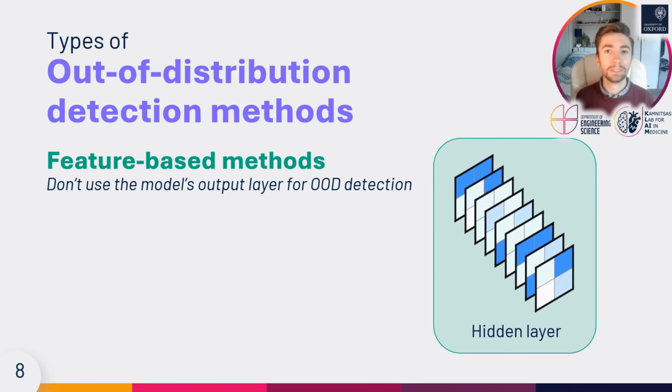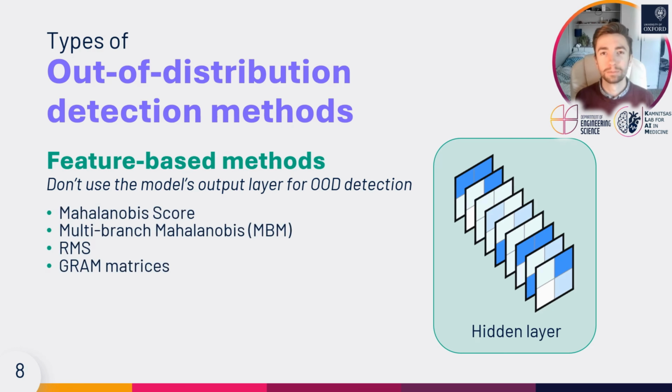The other group of methods we studied are feature-based methods, which don't use the model's output layer, but instead use a hidden layer in the model for outer distribution detection. And we studied the following methods listed below.